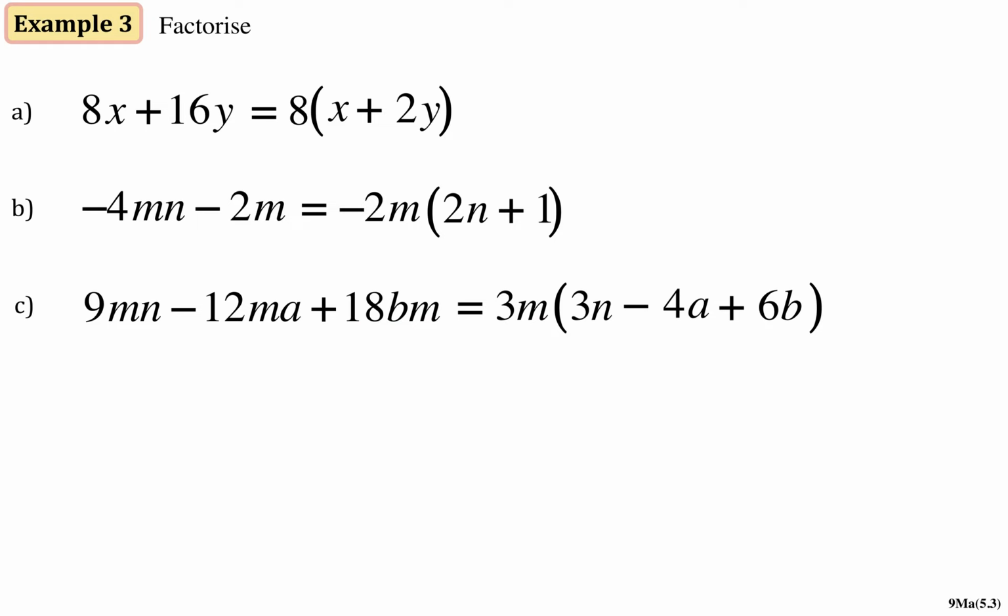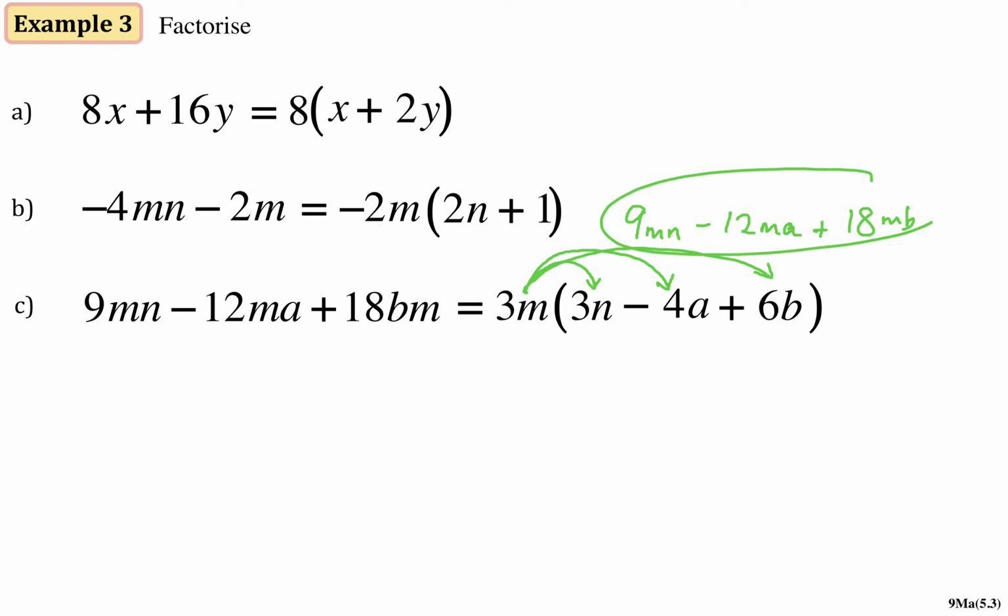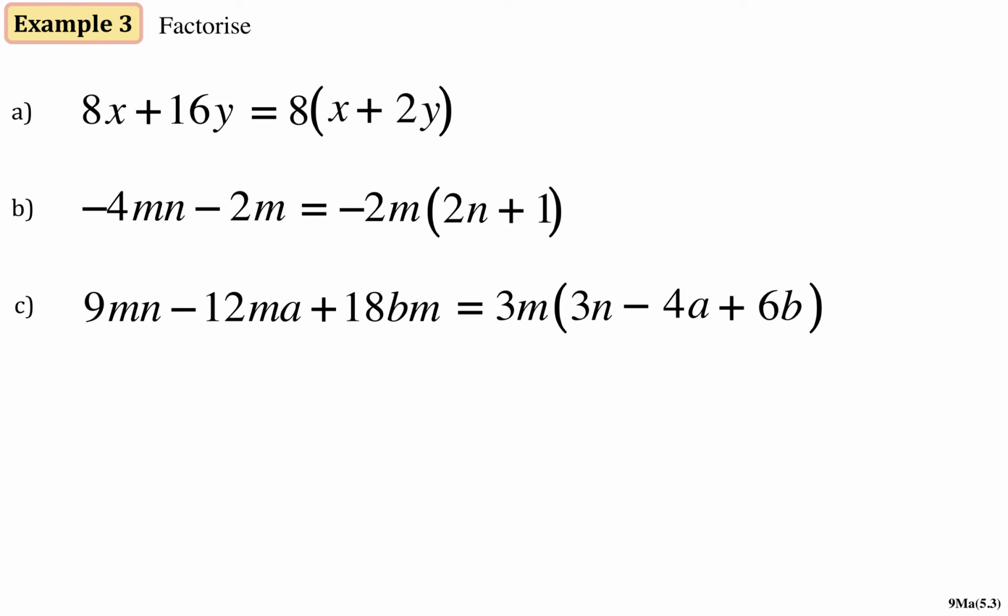We can do a quick check. What's 3m times 3n? 9mn. 3m times -4a is -12ma, or -12am. And 3m times 6b, 3 6s are 18, mb or bm. Is that answer the same as the question? Yes, which means it's correct.